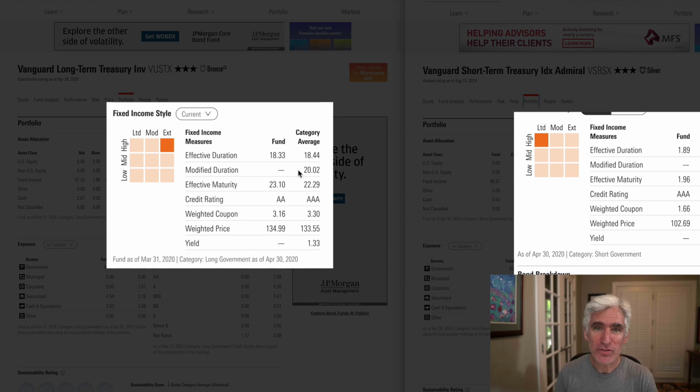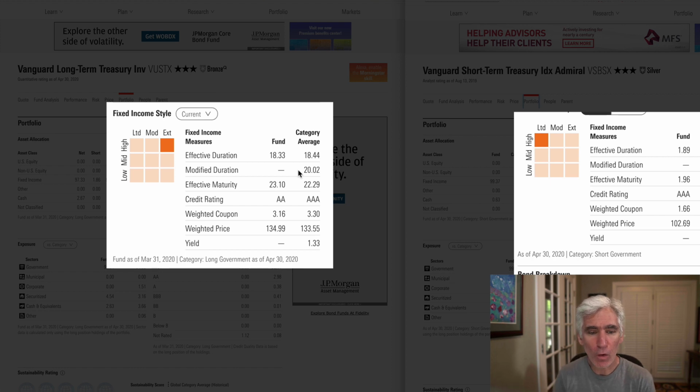Now, there's good news there. If interest rates go down by 1%, this fund will go up in value by approximately 18%. Now, compare that to the short-term Treasury fund. A 1% change in interest rates affects this fund a lot less, only, we'll call it, 2%. So if interest rates go up by 1%, the value of the short-term Treasury bond fund will go down by roughly 2%. And if interest rates go down by 1%, the value of this fund will go up by approximately 2%.